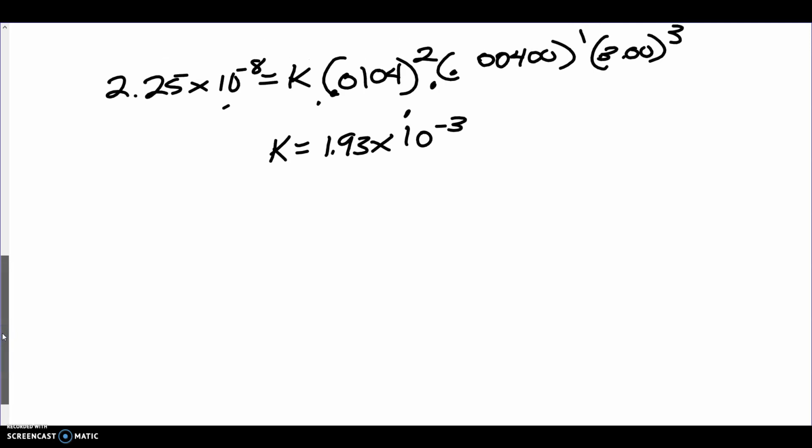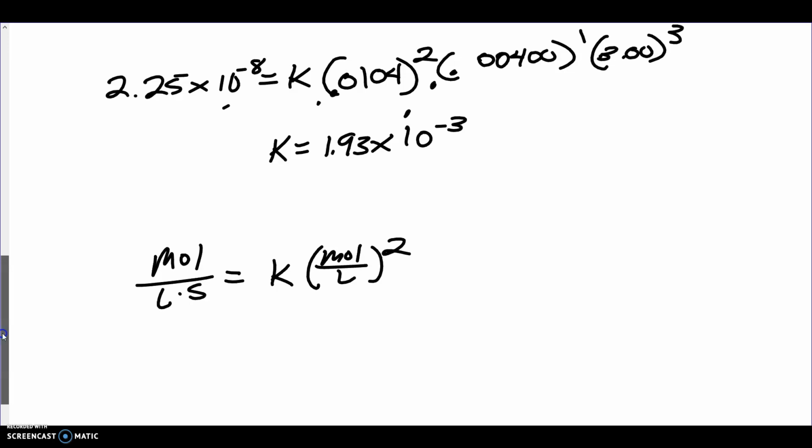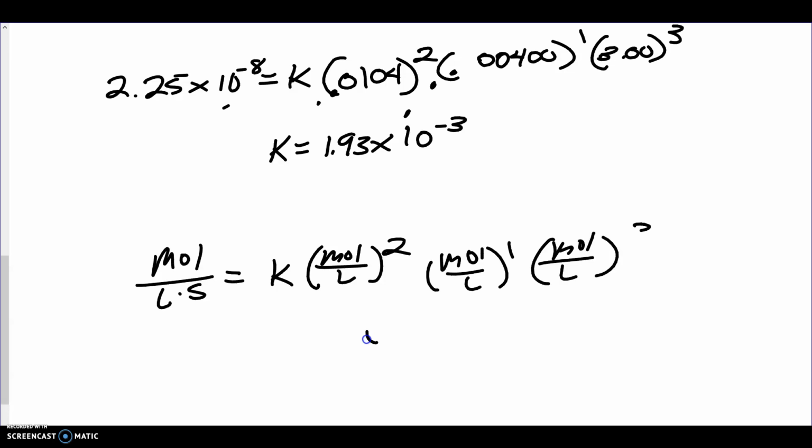I'm going to keep that guy up there. And I'm going to write that as moles over liters times second. That equals K. I then have moles per liter squared, because remember these guys are concentrations, so concentration is moles per liter. I'm then going to have moles per liter to the 1, and then moles per liter to the cubed.